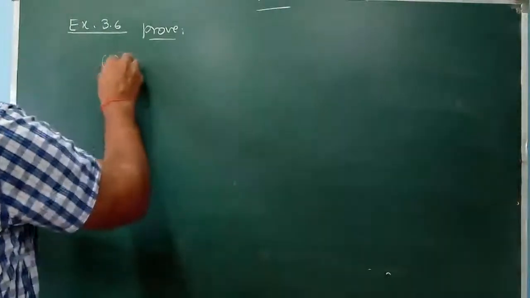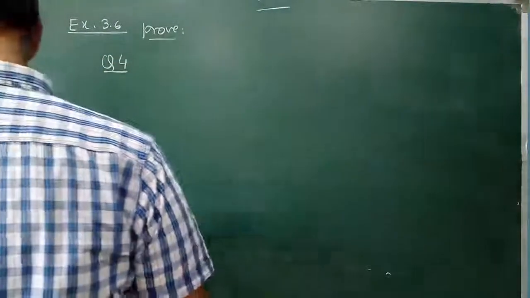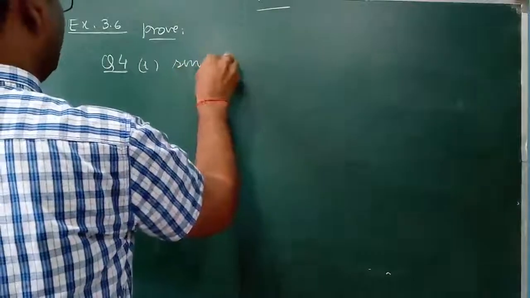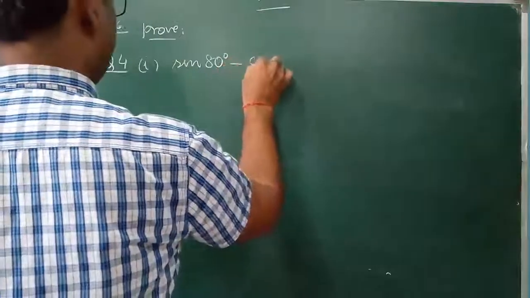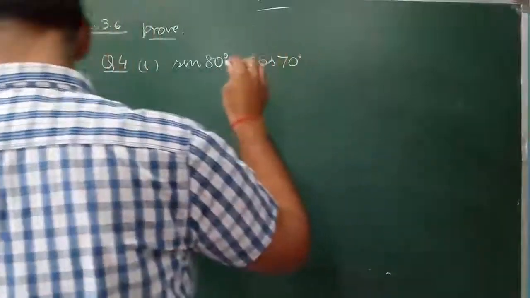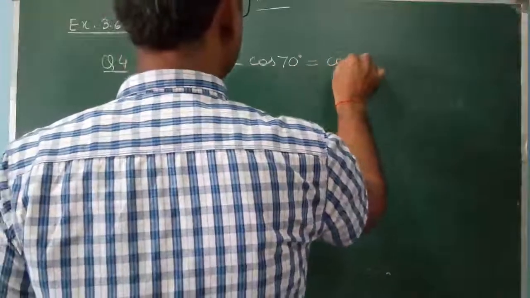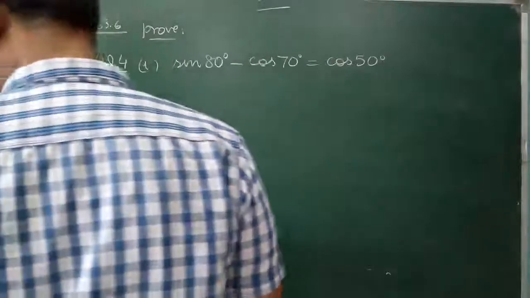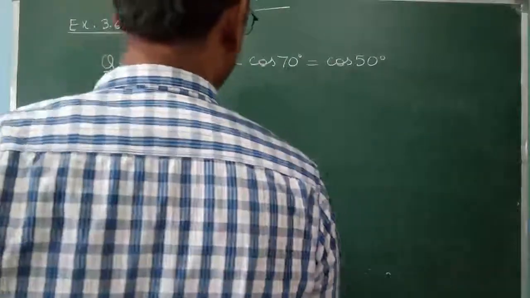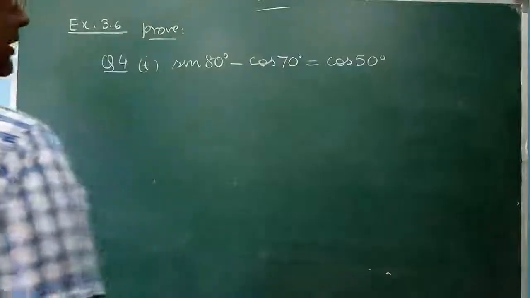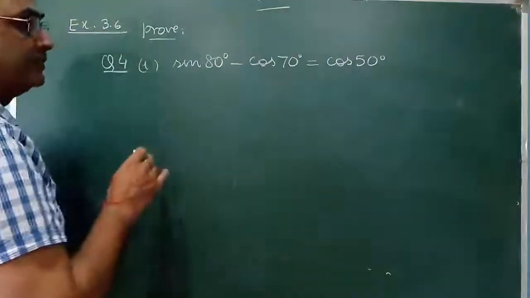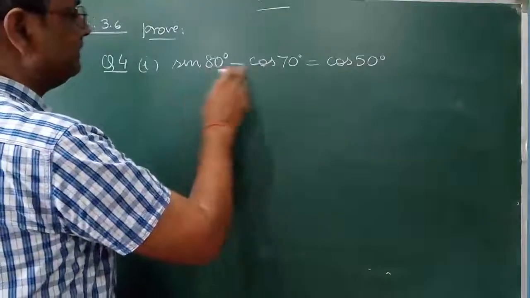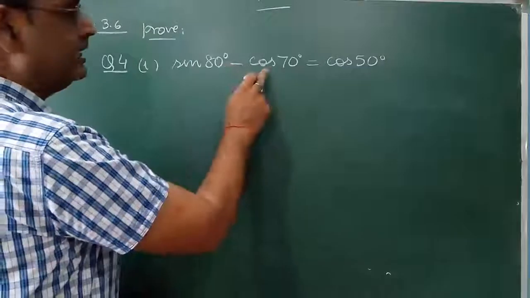Now we will be doing question number 4. Question number 4 is: sine 80 degree minus cos 70 degree is equal to cos 50 degree. This we have to prove. Now the formula, because here we cannot apply the formula, here this is sine and this is cos.